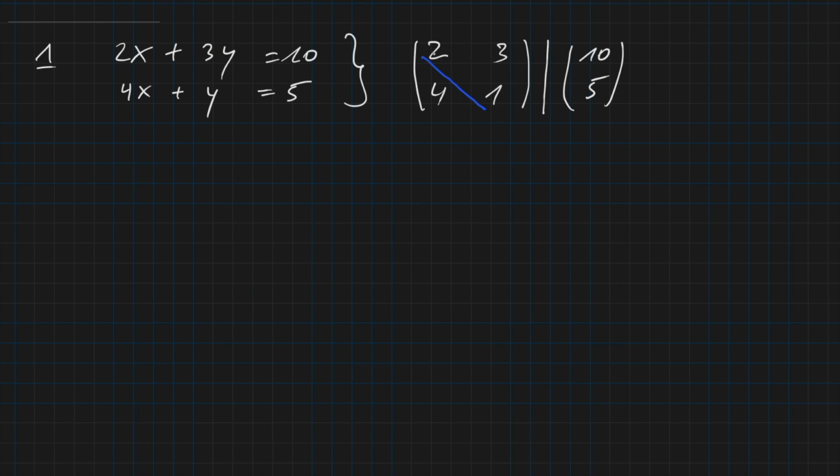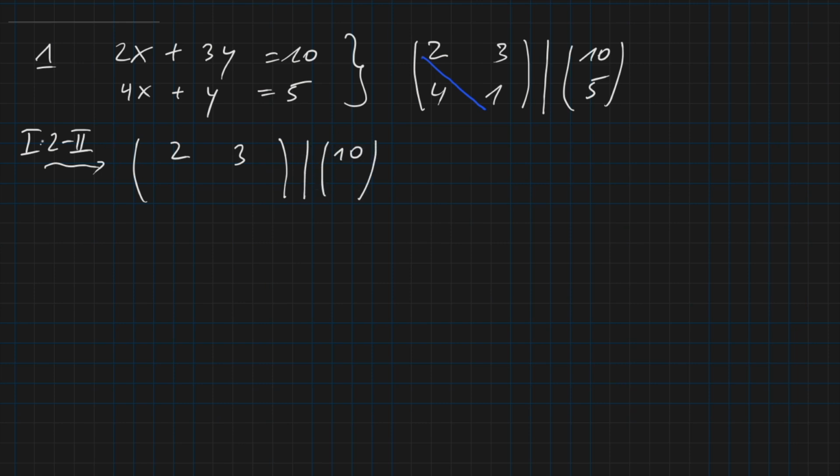We can take the first row, multiply by 2, and then subtract the second row. Then we would get a 0. So let's do it. So first row times 2 minus the second row gives us still 2 and 3 on the top, because we don't need to change anything here. And then also 10 here.